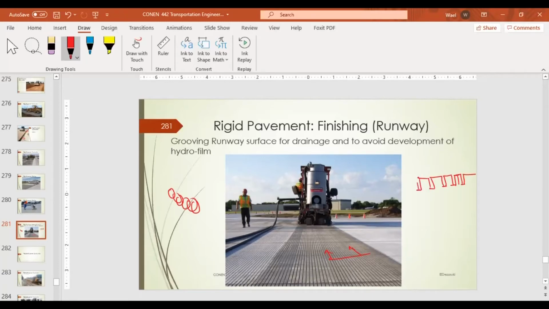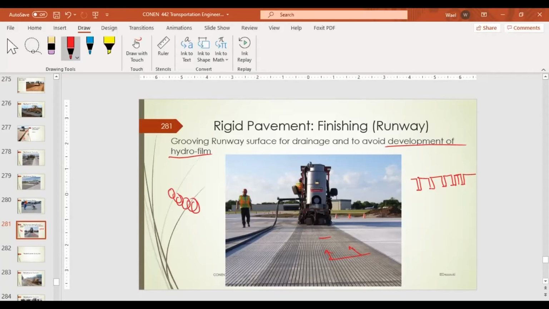The purpose of these grooves is basically to make sure that in case of raining, there is no formation of water on the runway. So it's basically to make sure that all the water due to rain or something is not going to stay here, and it will not develop a hydrofilm. If it develops hydrofilm, that will affect aircraft in stopping, and actually they started doing this after a very famous accident that I think happened maybe in the 80s or something like that.